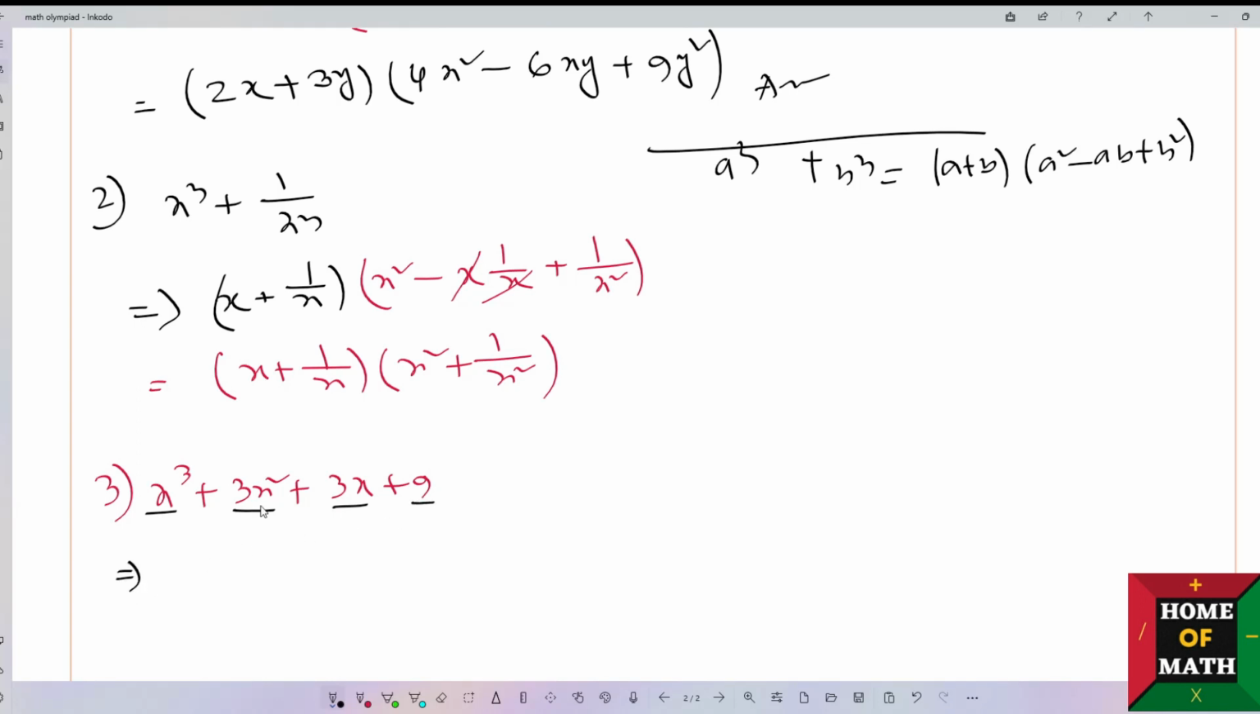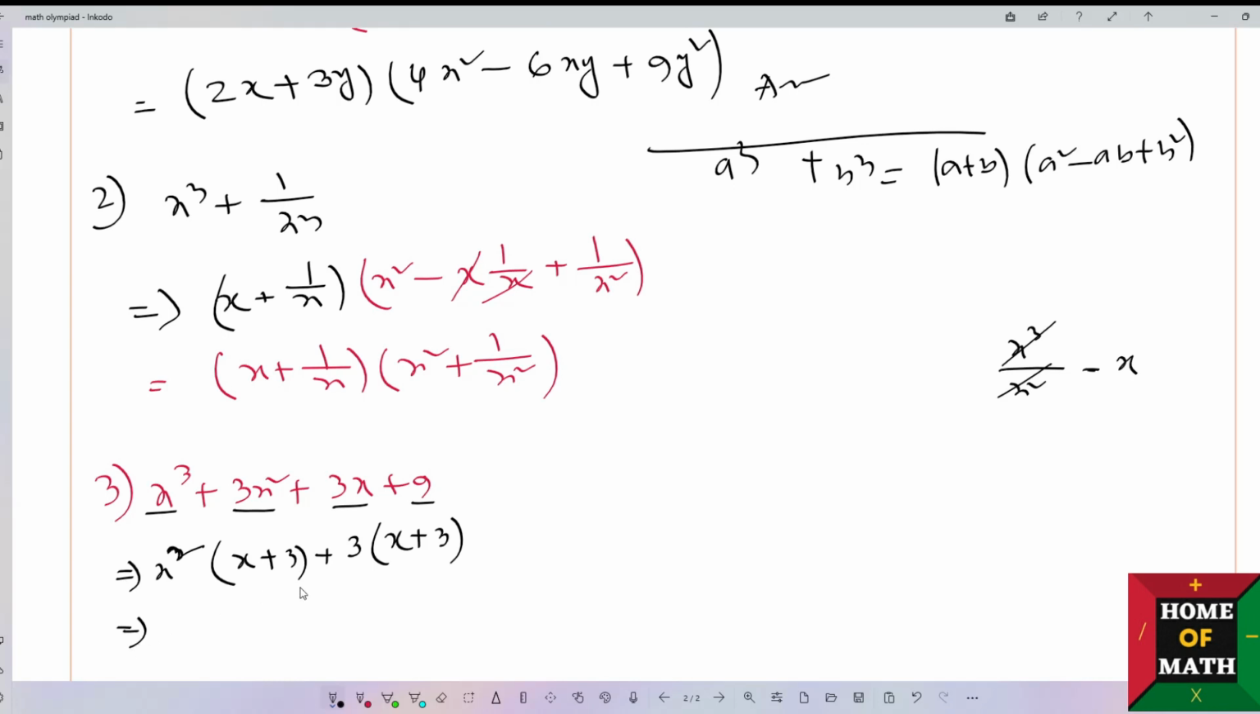If we take common 3x square, here is x square and here is x cube. It means we can take common x square. So we can write here x plus 3. Look, x cube divided by x square means only x. So here is x and here is plus 3. And here if we take common 3, the remaining is x, and 9 divided by 3 means 3.